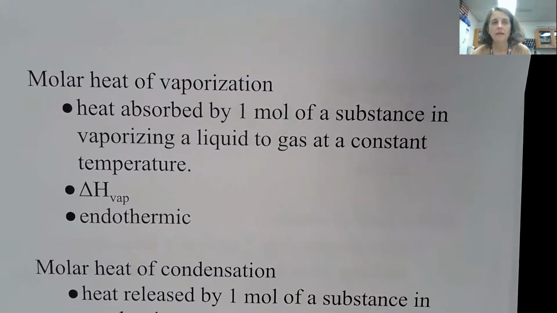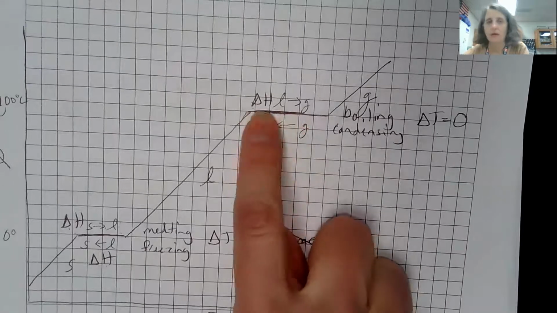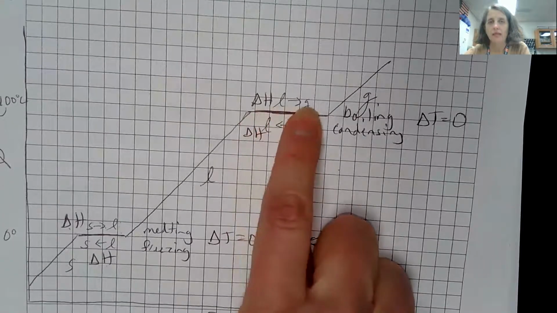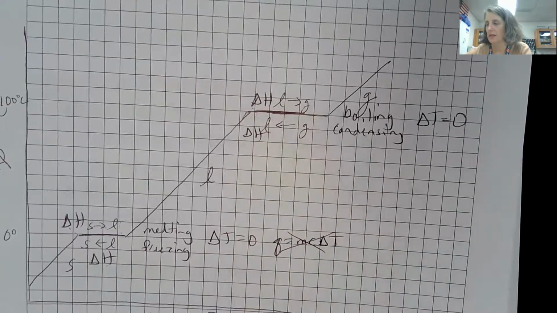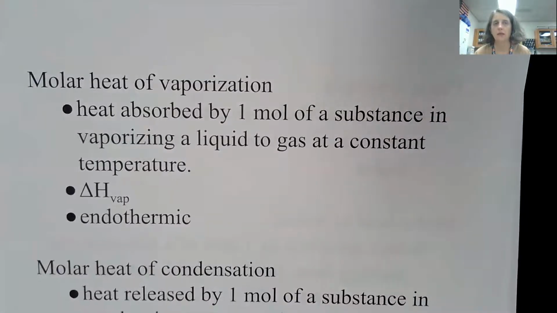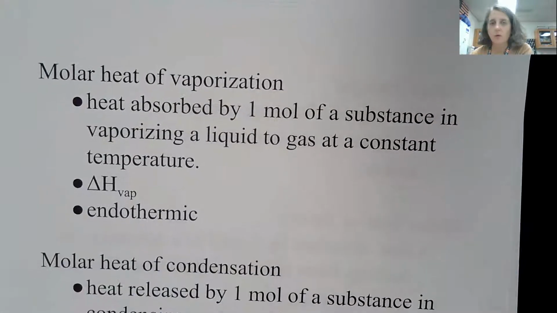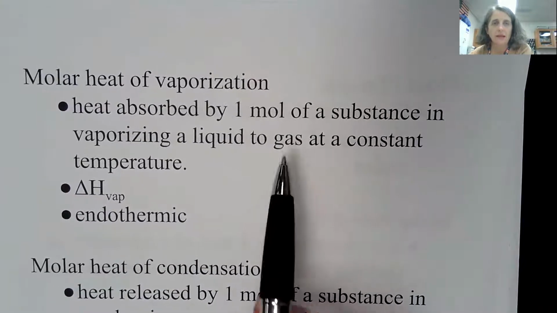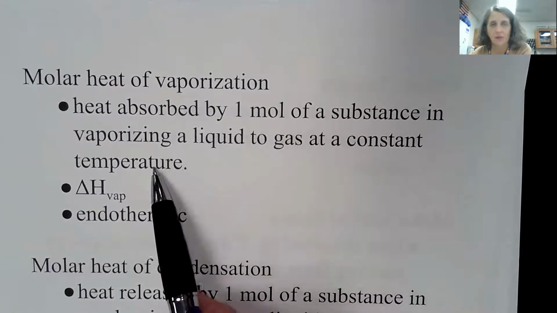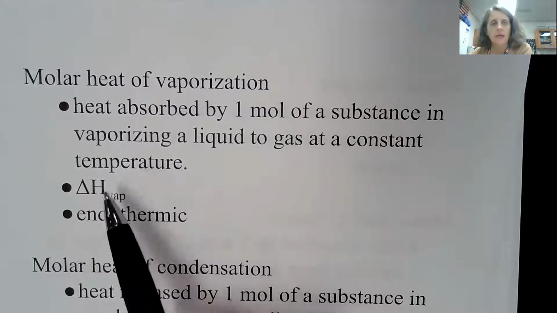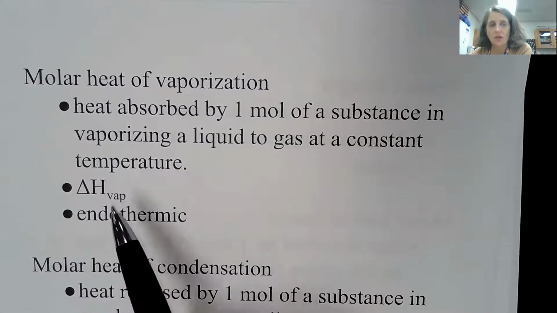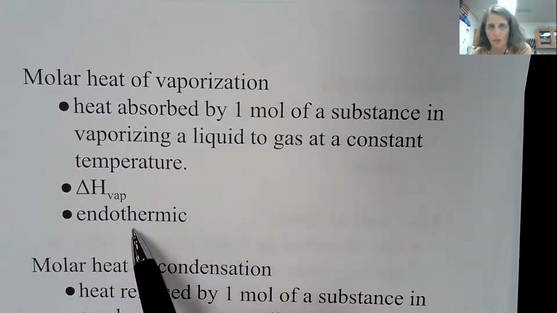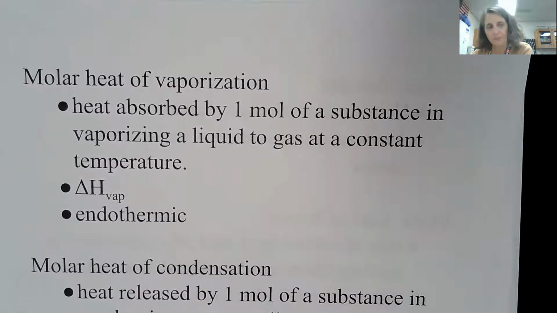Then we have heat of vaporization. So this is going to be up on top here. This is going to be going from liquid to gas and then gas to liquid. So it's another delta H. It's the heat absorbed by 1 mole of a substance vaporizing a liquid to a gas at a constant temperature. Again, temperature is not changing at the delta H's. Delta H VAP is the abbreviation and it is endothermic. So please pause the video.